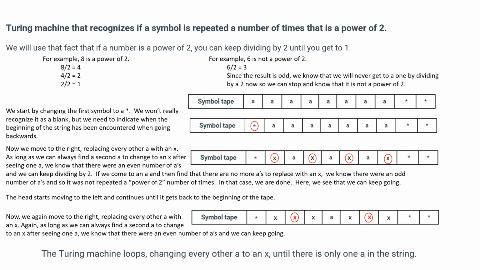We were able to find only one A in the string, so we can say yes, that input string would be accepted. Now we're not going to go and show the transition function of all of that for this one. I just wanted you to see this process and the kinds of things that we do in a Turing machine. You can get really creative and do things.